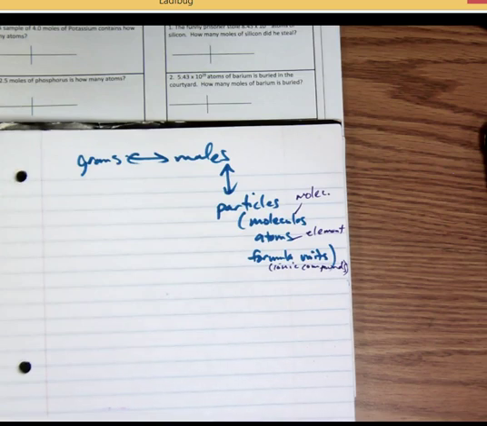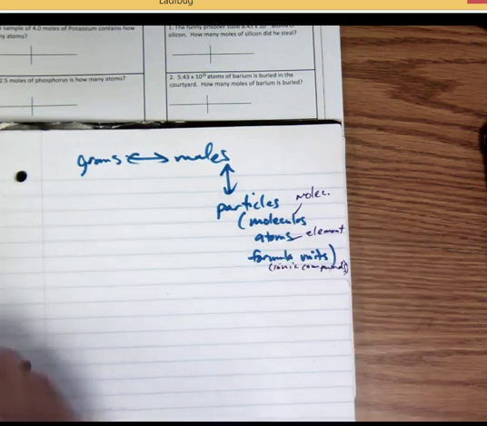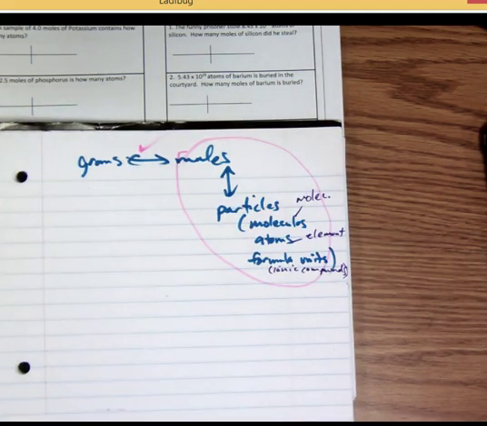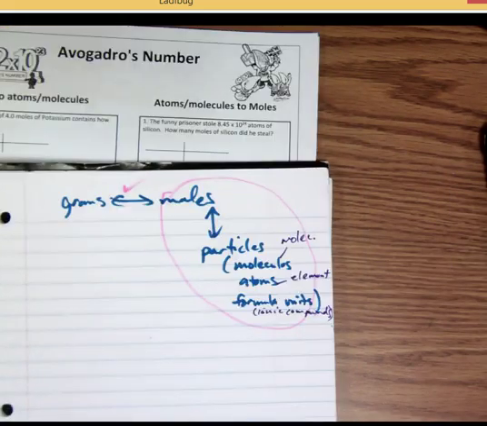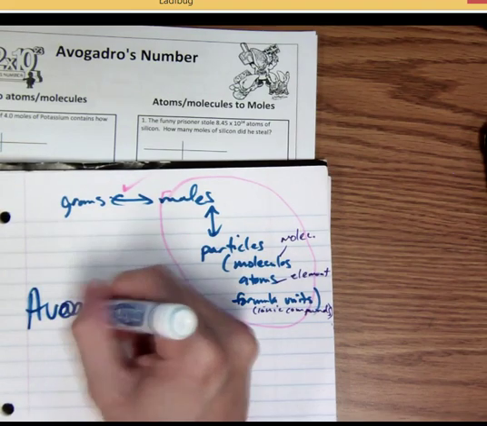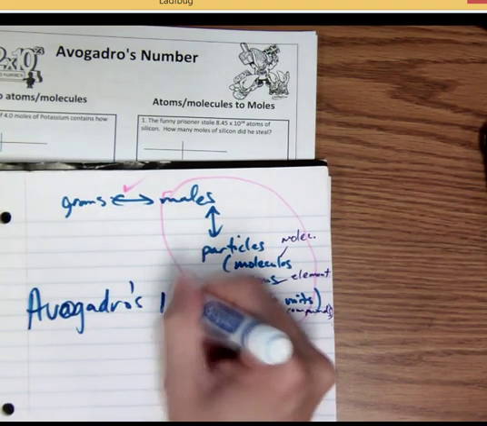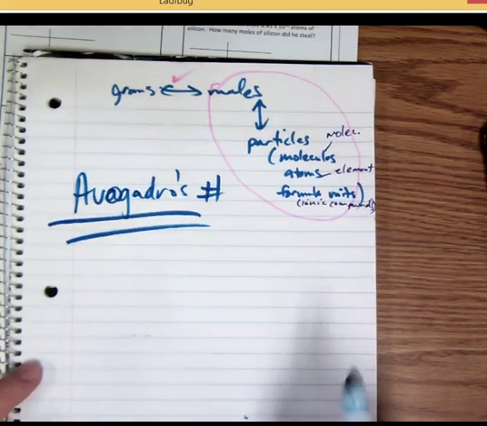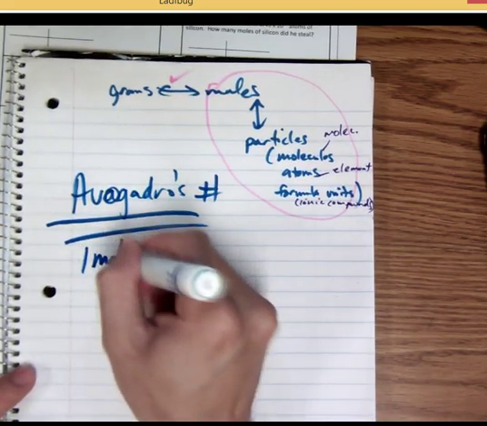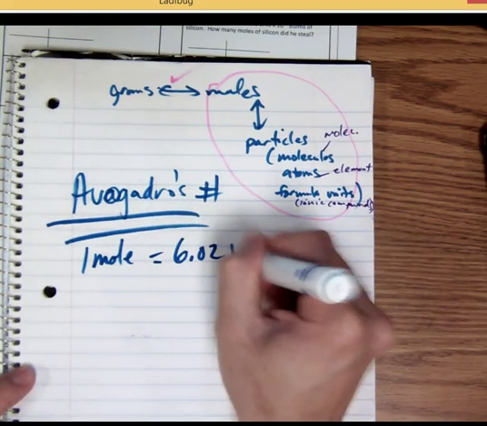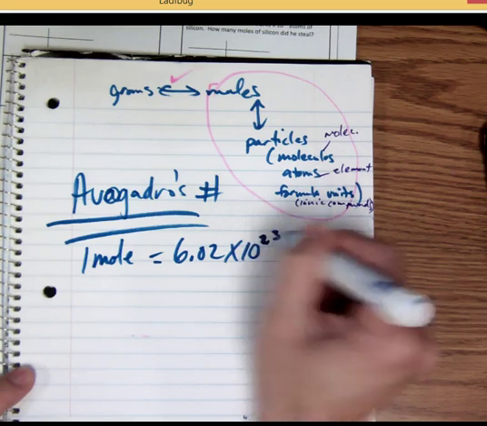Okay. So today we'll focus on this part right here. We've already done the first part. So in order to do that, we need to know Avogadro's number. Avogadro is a scientist, and he discovered that 1 mole of any element, of anything, is equal to 6.02 times 10 to the 23rd particles.